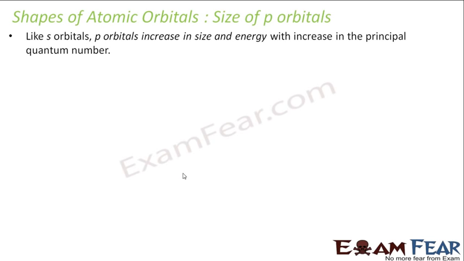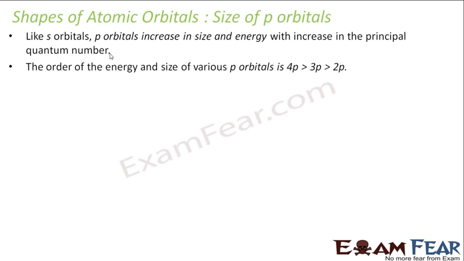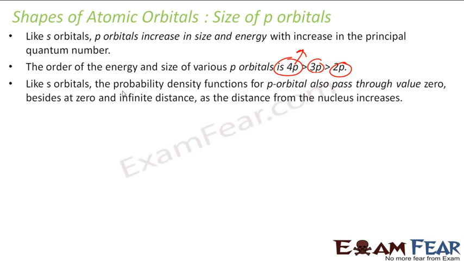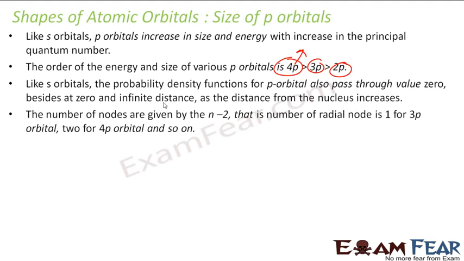So we'll continue with p orbitals. Like s orbitals, p orbitals also increase in size and energy with the increase in the quantum number n, that is 2p, 3p, 4p. The size and energy is more for 4p. Also, the probability density function for p orbitals passes through a value of 0, besides the 0 at infinite distance, and those are called the nodes. The number of nodes here is given by n minus 2. Why? Because the general formula was n minus l minus 1. Here l is equal to 1, so this becomes n minus 2. So the nodes is n minus 2.